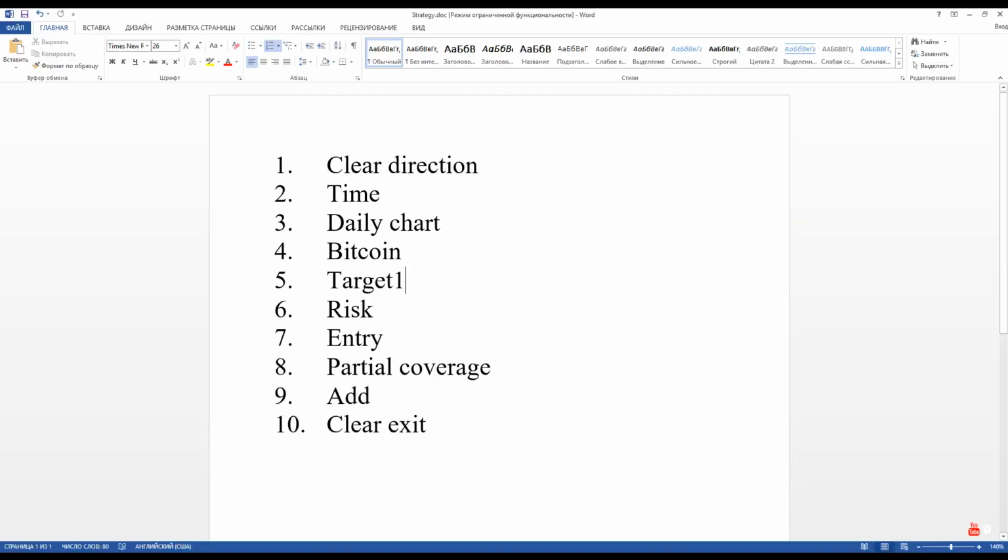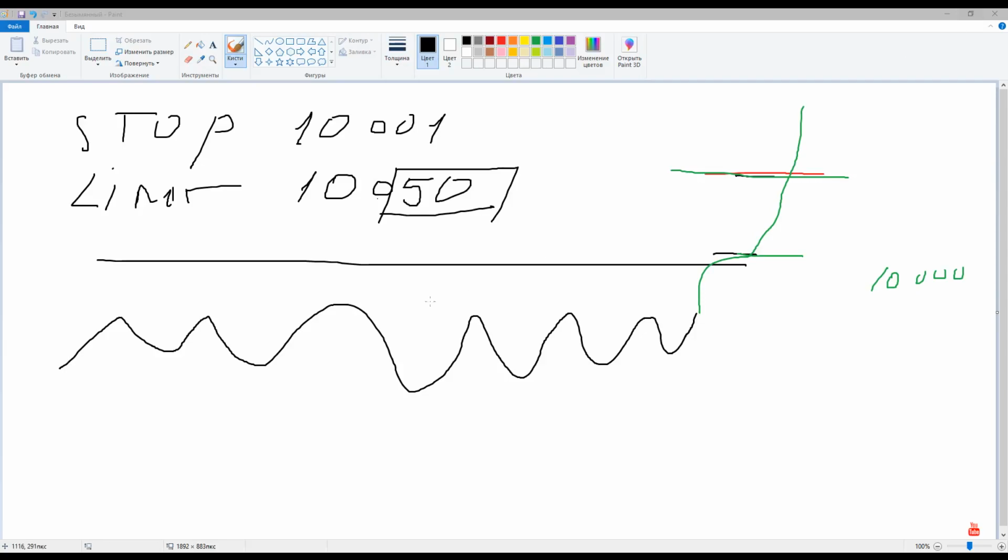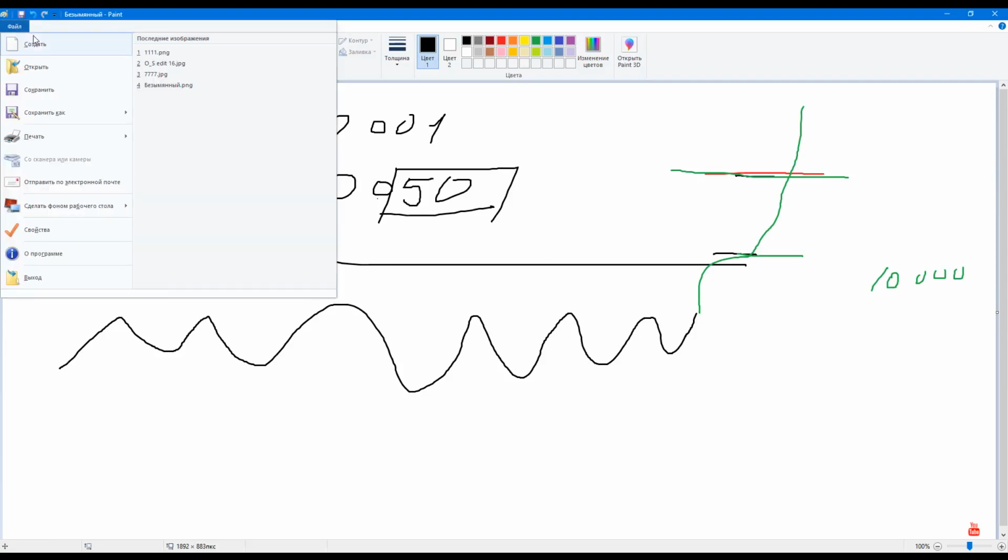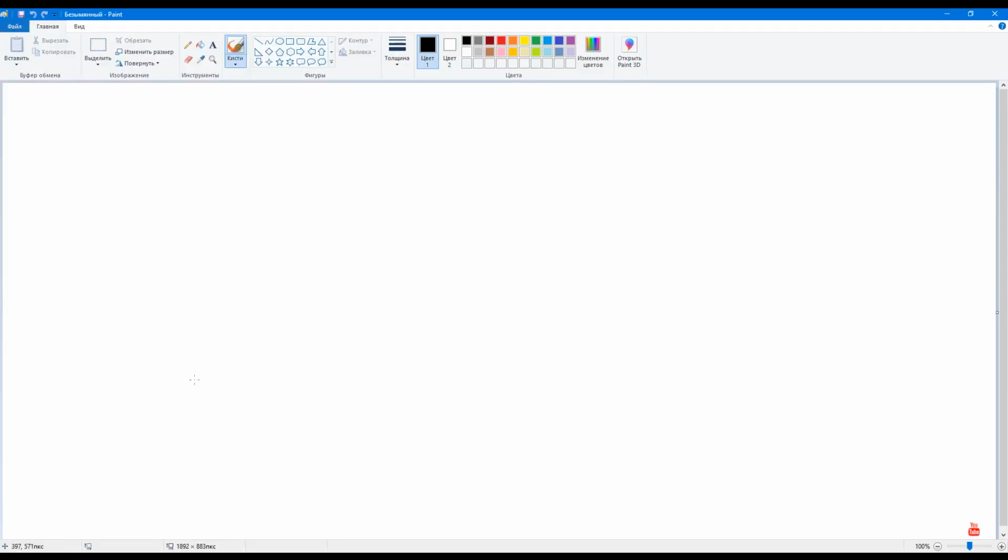Next point, 8, partial coverage. Possible partial coverage of the position. Under what circumstances will you cover part of the position? It will be your target one. Maybe you have a few targets, your entry point here, target 1, target 2, and your goal here.